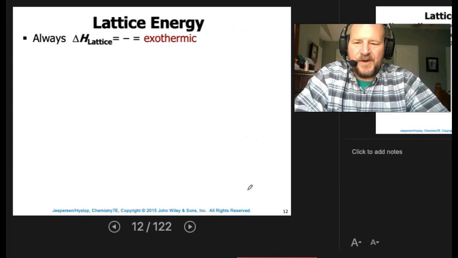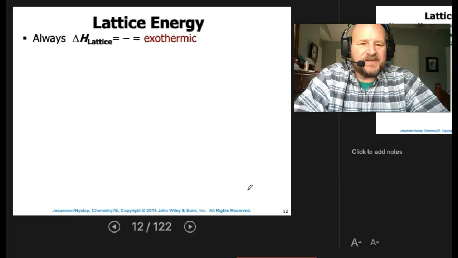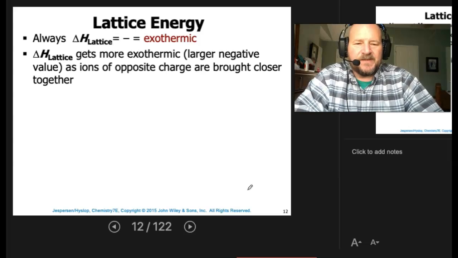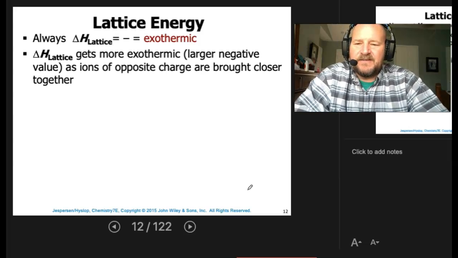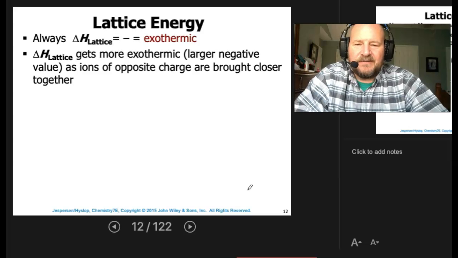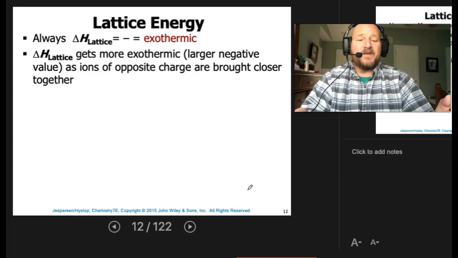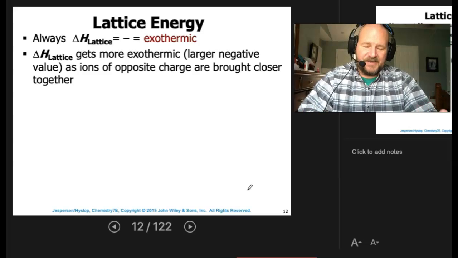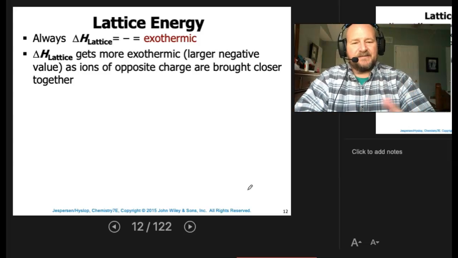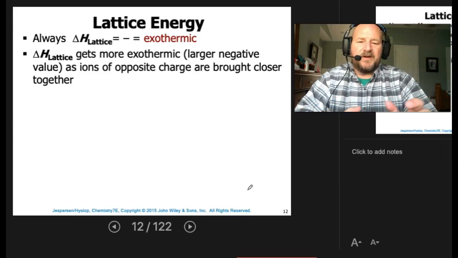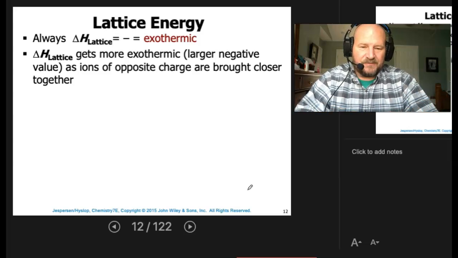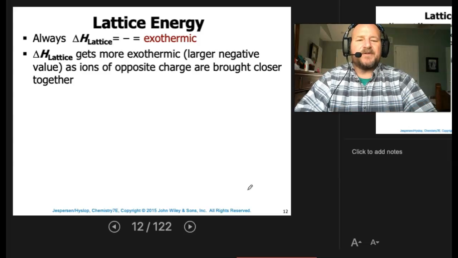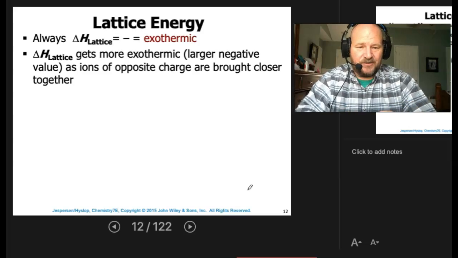Now your lattice energy will always be exothermic, right? So you're always going to have a delta H lattice that's negative, which means it's always going to be exothermic. So they want to form this lattice. The lattice is a good thing. Delta H lattice gets more exothermic, in other words, a larger negative value, as ions of opposite charge are brought closer together. So just to form the ion, that might cost us energy. To get it into the gas, that might cost us energy. But when it gets two opposite charges and they start to come closer, remember the potential energy piece, right? That potential is going to go down because we're going to get the actual energy of that bond.